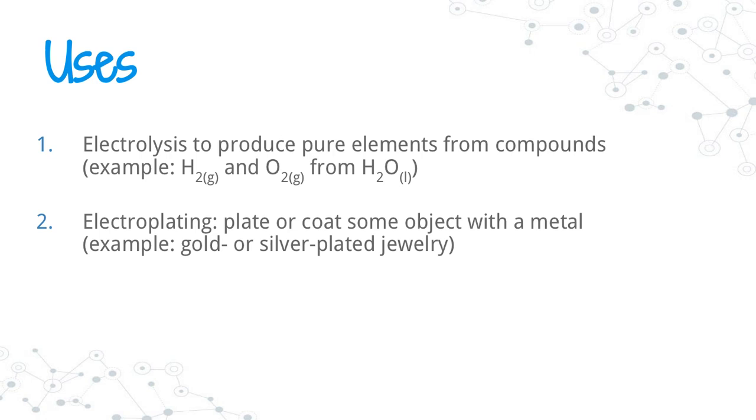Finally, just want to mention really briefly here that electrolytic cells have some really great uses. One being electrolysis is used to produce pure elements from compounds. So, for example, if we did the electrolysis of water, we could produce pure hydrogen and oxygen gases. Another really neat use, and you'll see this in a future video, is electroplating. And so this is creating, for example, gold or silver plated jewelry. So you can plate different metals onto a particular object.